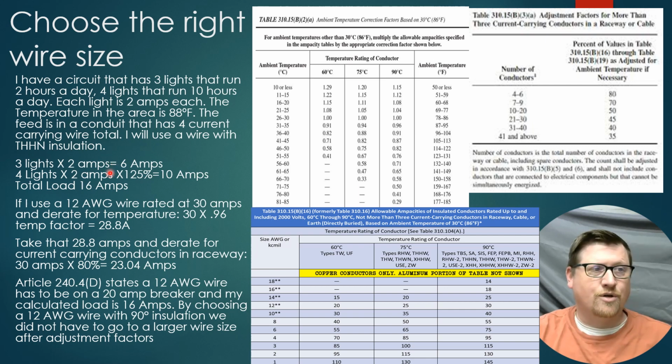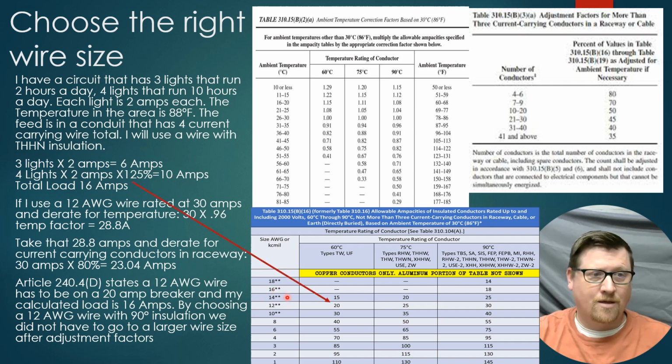Okay. So our first step is to find out how many amps we need with our correction factors. So I got 3 lights that don't have a correction factor. They're just 3 lights times 2 amps. That's 6. I have 4 lights times 2 amps. That's 8 amps times 125%. Gives us a total of 10 amps. So when I add those together, that's my total amperage that I'm going to need for this circuit. That's going to be a total load of 16 amps.